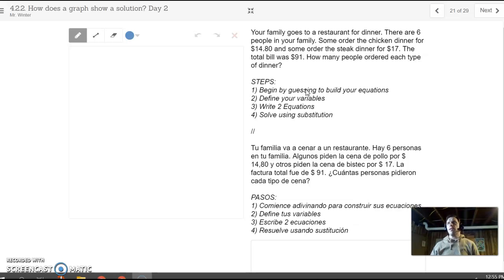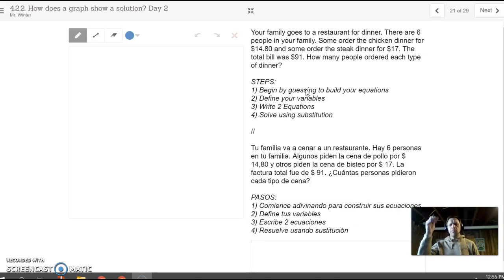Your family goes to a restaurant for dinner. There are 6 people in your family. Some ordered chicken for dinner for $14.80. Some ordered steak for dinner for $17. The total bill was $91. How many people ordered each type?